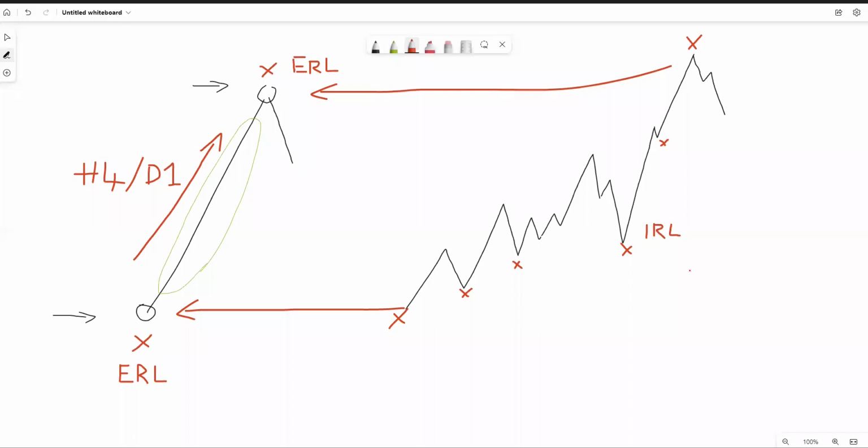Internal range liquidity. And internal range liquidity isn't only classified as the sell stops over here, because it could be a void, it could be an order block. Okay, it's internal range liquidity. So while the bigger price swing on the 4-hour and the daily has made the swing low and the swing high, that is the external range liquidity, and everything in between on the lower time frame that you see of this big swing is internal range liquidity.